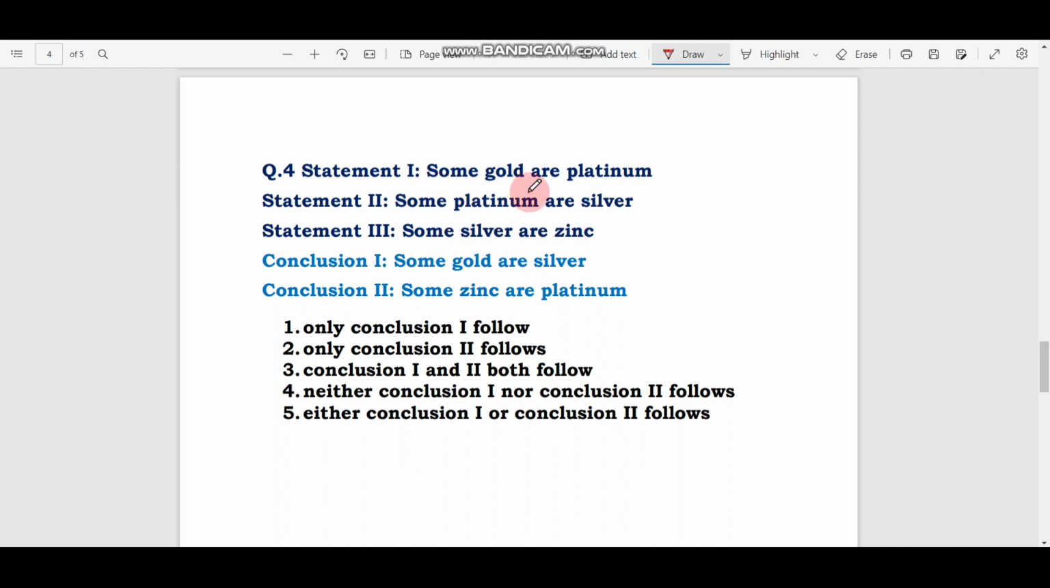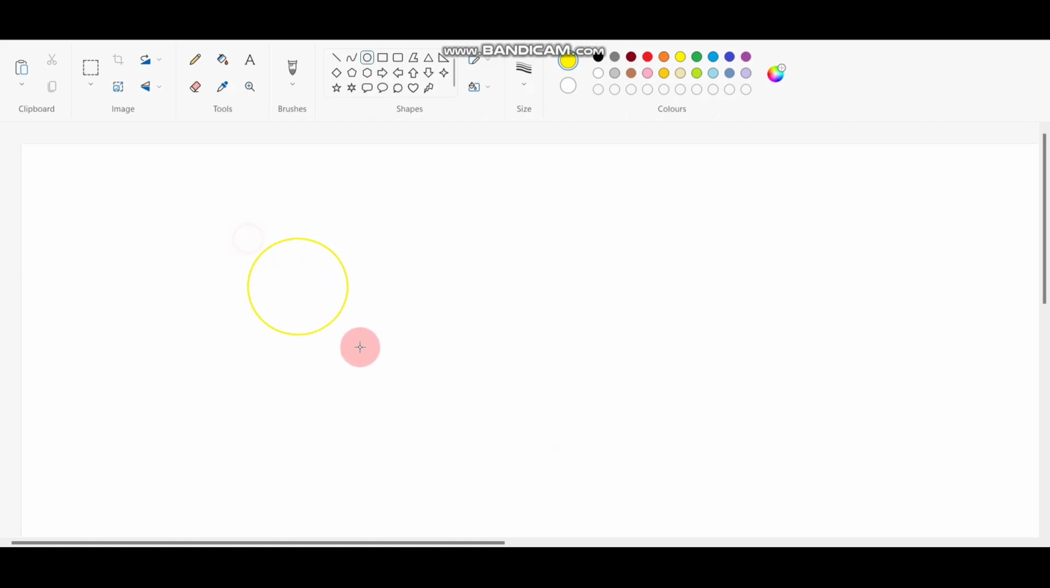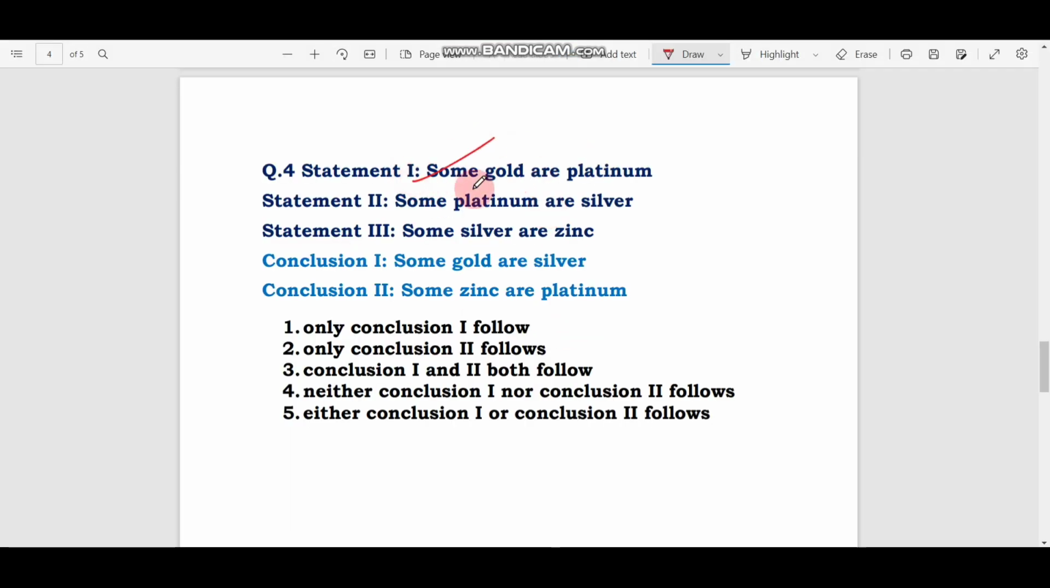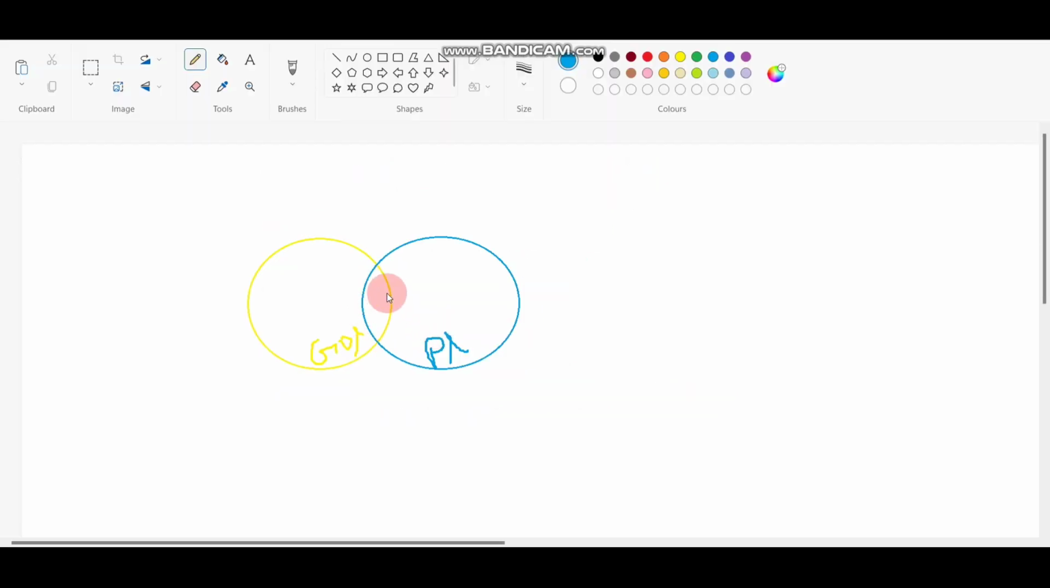Statement number one: some gold are platinum. So let's draw this. Suppose this yellow color is indicating the gold. I'll write here also, this is the gold. Sorry guys, my writing is bad here because I'm trying to write from the mouse. So some gold is platinum. I'll draw the platinum here. Suppose this color is indicating platinum. I'll write only PL. We are done with statement number one.